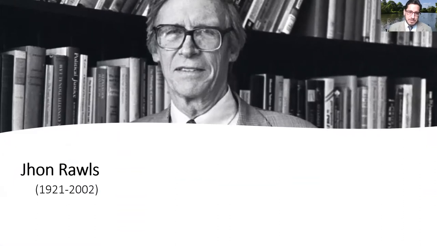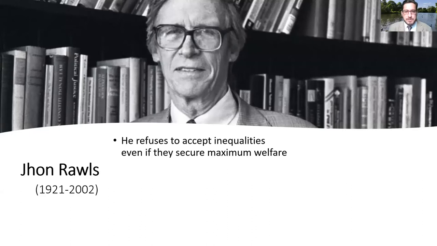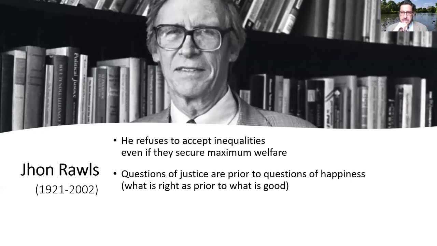Justice and solidarity, well, it's not so clear that he talked about another concept. No. John Rawls. Well, first, he refused to accept that inequalities even secure maximum welfare. This thing, no? That it's very interesting, no? Because in the free market model, there are so many inequalities. And he said, well, it is not just that there should be inequality. The first question is not to maximize the welfare in any market. The first question is justice. It's not to be with happiness, but with justice. What is right is prior to what is good.